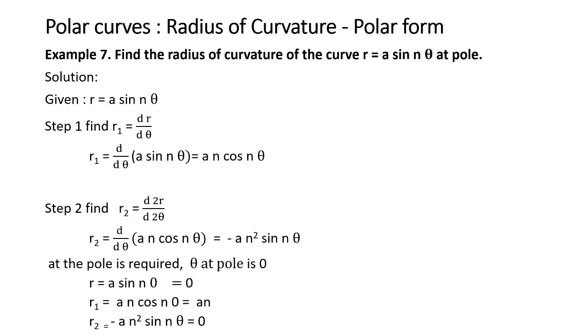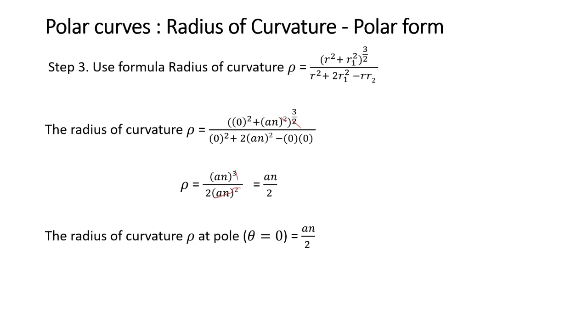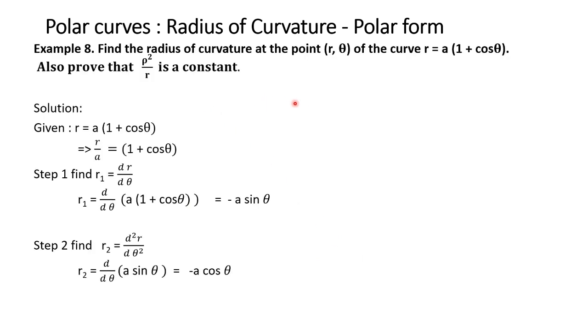Example 8. Find the radius of curvature at the point r, theta of the curve r is equal to a times 1 plus cos theta, and show that rho square by a r is constant. Solution, given, r is equal to a times 1 plus cos theta. This can be written as r by a is equal to 1 plus cos theta. Step 1, find r1, differentiation of a times 1 plus cos theta is minus a sin theta. Step 2, find r2, differentiation of minus a sin theta is equal to minus a cos theta. Step 3, solve for rho. This is the formula.